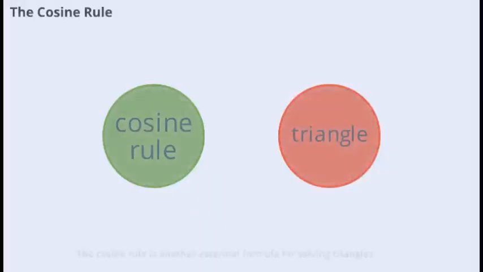The cosine rule is another essential formula for solving triangles. It states that a² equals b² plus c² minus 2bc cos A. This rule is particularly useful when you know two sides and the included angle, or all three sides. It generalizes the Pythagoras theorem and is vital for non-right-angled triangles.